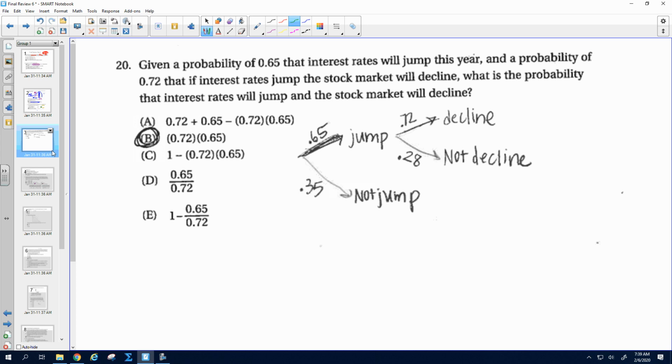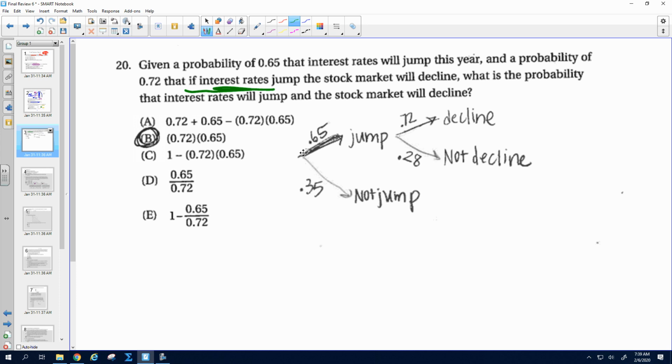All right, so first I would do a tree diagram, and remember that tree diagrams are always based on a conditional probability. So given the probability of 65% that interest rates will jump this year, and a probability of 72% that if interest rates jump, the stock market will decline. So this statement here is conditional based on the first. That's how we know we can do a tree diagram.